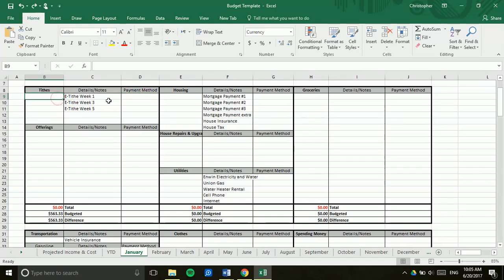So if you say your e-tithe is $115, keep track of that. Well, then all of a sudden it totals, here's your $230 you've spent. You've budgeted for $563, and this is the difference then remaining that month.